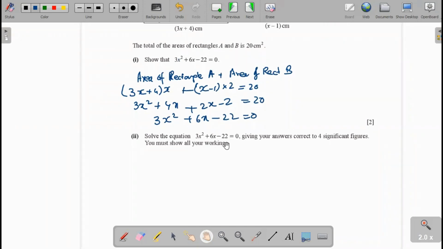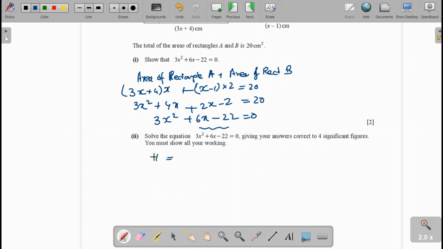3x squared plus 6x minus 22 equals 0. Give your answer correct to 4 significant figures. Now here we use the quadratic formula because this is a quadratic equation. We can solve this equation by using the quadratic formula.